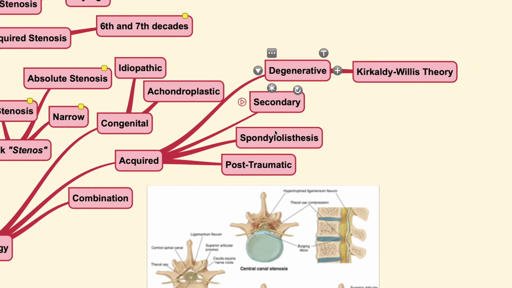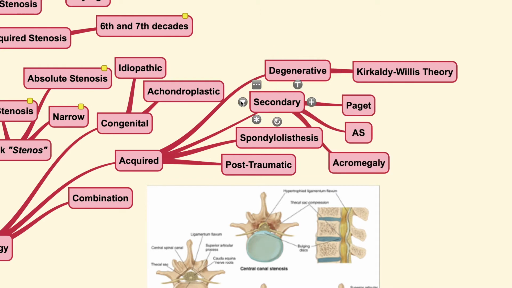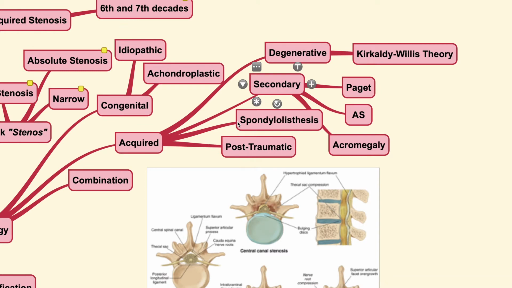Now, for the acquired one, generally it can be caused by various causes, but one of the most common would be degenerative causes, or it could be secondary to other conditions, such as Paget disease, ankylosing spondylitis, or even acromegaly. The next causes of acquired lumbar canal stenosis may be slippage of the vertebral body, which causes narrowing at the posterior aspect, or it could even be post-traumatic.